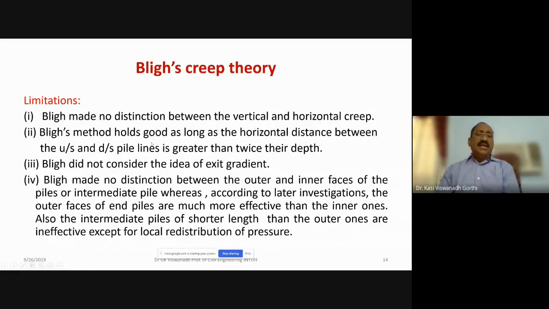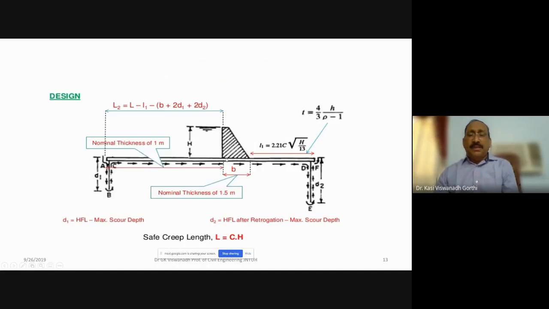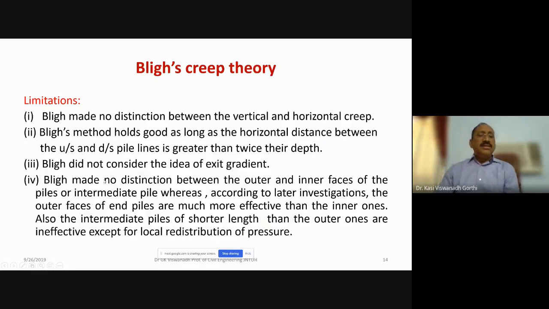What is the condition here? This holds good as long as the horizontal distance between the upstream and the downstream piles is greater than twice their depth. If D is the depth here, or D1 or D2 is the higher depth here, twice the D2 must be there as the distance between these two. The horizontal distance between the upstream cutoff and the downstream cutoff must be equal to or greater than twice the value of this D2.